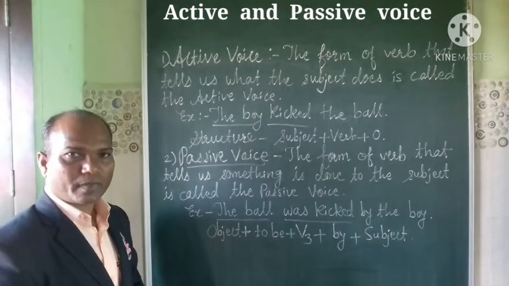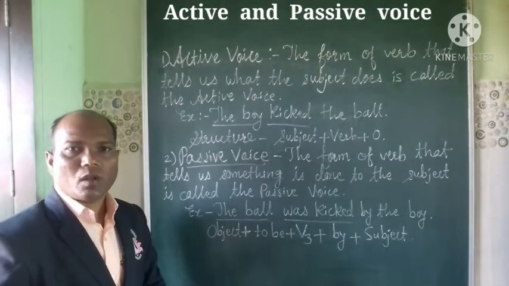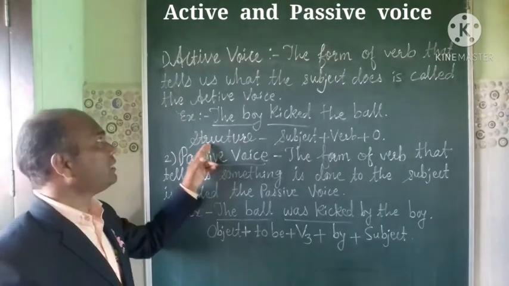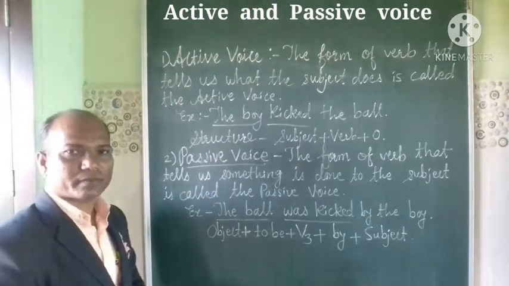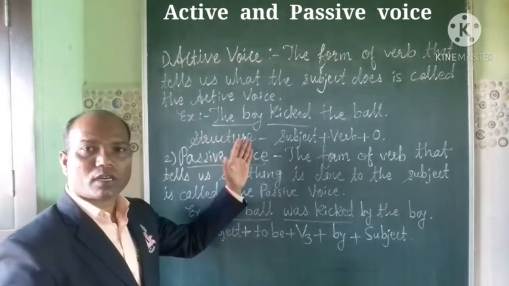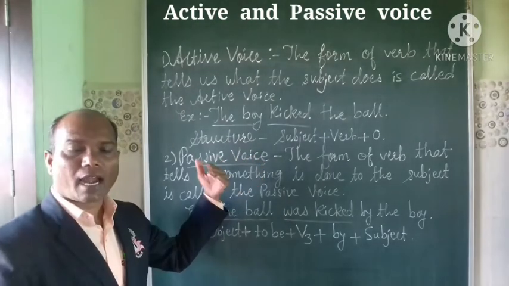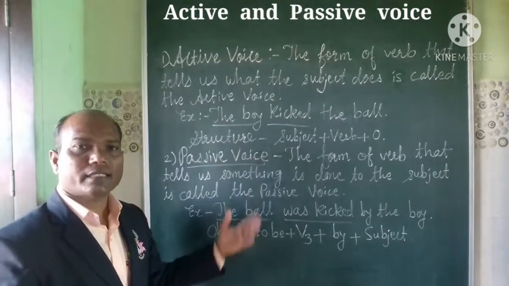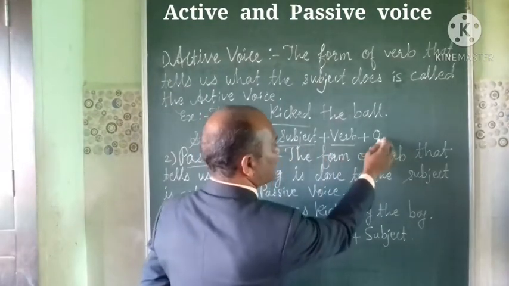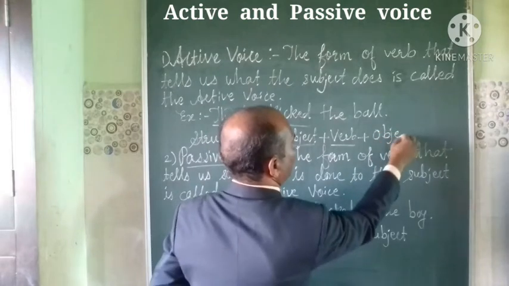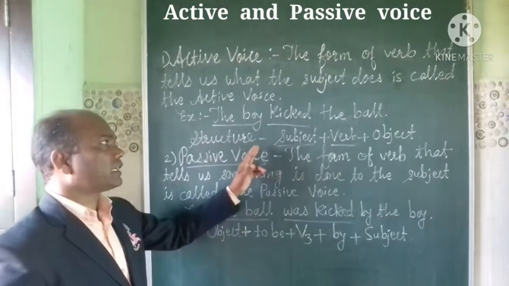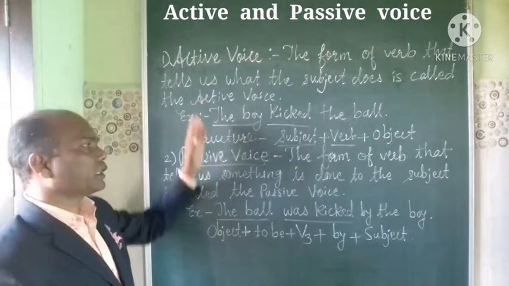Now, dear students, with the help of this example, we can tell the general structure which we can use in both active voice and passive voice. Let's see first the active voice. The general structure is not fixed. It changes according to the kinds of sentence as well as tense. First we have to use subject, then verb, and lastly object. This is the general structure for the sentence in active voice.